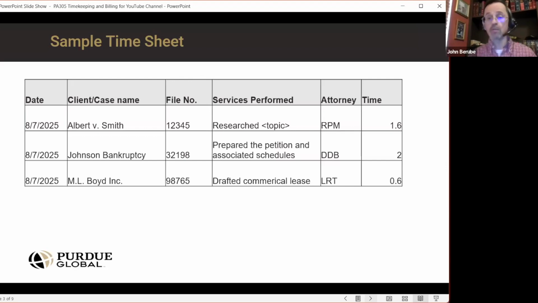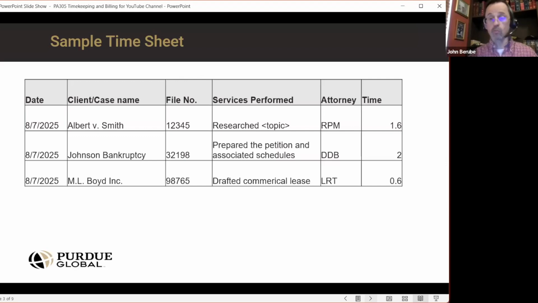1.2 would be an hour and 12 minutes, and so forth. So that's how we want to record the final column, not as an hour and 12 minutes. You would write 1.1, or in this case, 1.6 for the first entry. 2 full hours is easy to record. If it's less than an hour, 0.6, again, 36 minutes, or roughly that, would be 0.6.